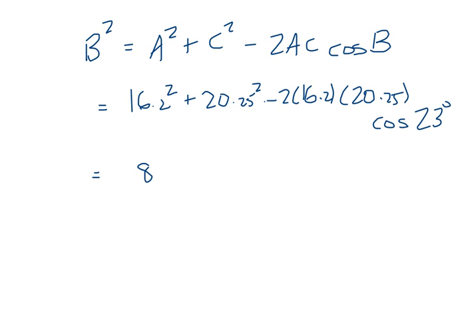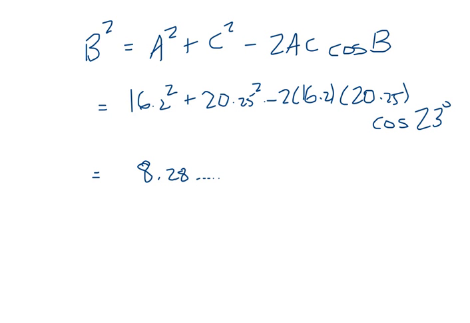So I got a value here. Let me know if anybody else got something different. I got 8.28 after I square rooted. Anybody else try it and get that? Nobody else did. 16.2 squared plus 20.25 squared minus 2 times 16.2 times 20.25 cosine 23. Yeah, I got 8.28. What did you guys get?